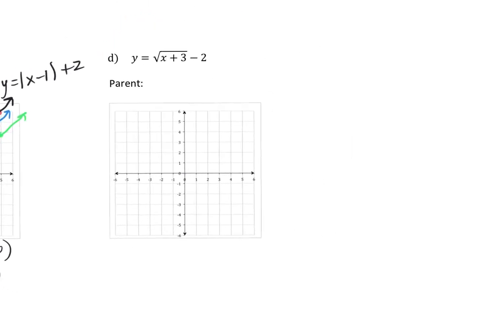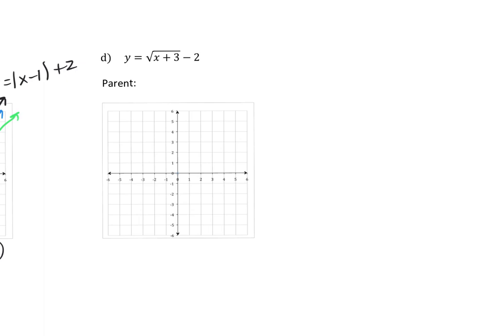Last example, we're going to look at the square root of x plus 3 minus 2. So if I take away the plus 3 minus 2, my parent or basic graph would be the square root function, square root of x. So typically we start out with x is equal to 0, and then we'll do some nice numbers. So 1 is a perfect square, 4 is a perfect square, and I end up with 4, 2. And I have my parent graph.